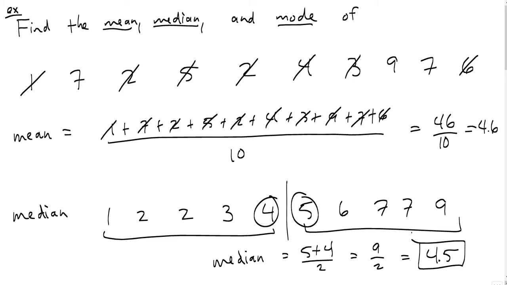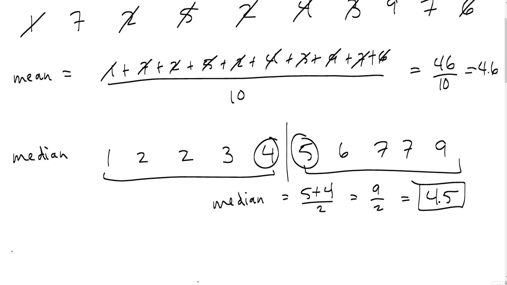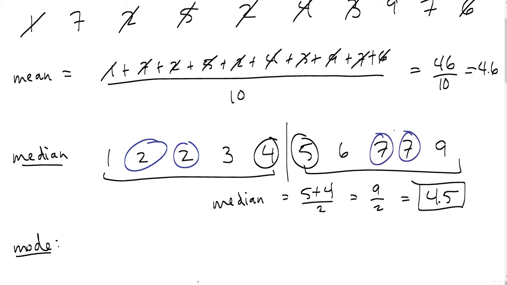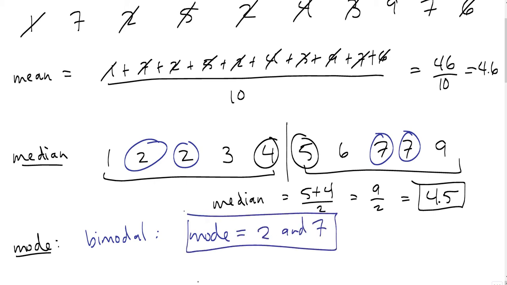And then the mode is whatever number is most common. And the trick here is that we have 2 2s and we have 2 7s, and we don't have 3 of anything. So this is bimodal, we say. That we have the mode is 2 and 7. We have 2 different modes. Now, if you have millions and millions of things, it's not likely that you're going to have a tie for things, but that's how that works.